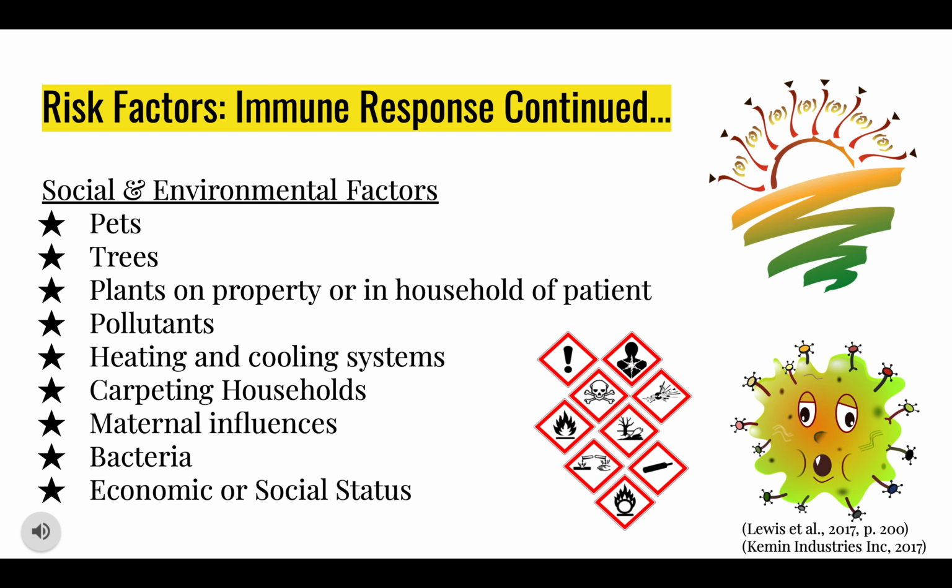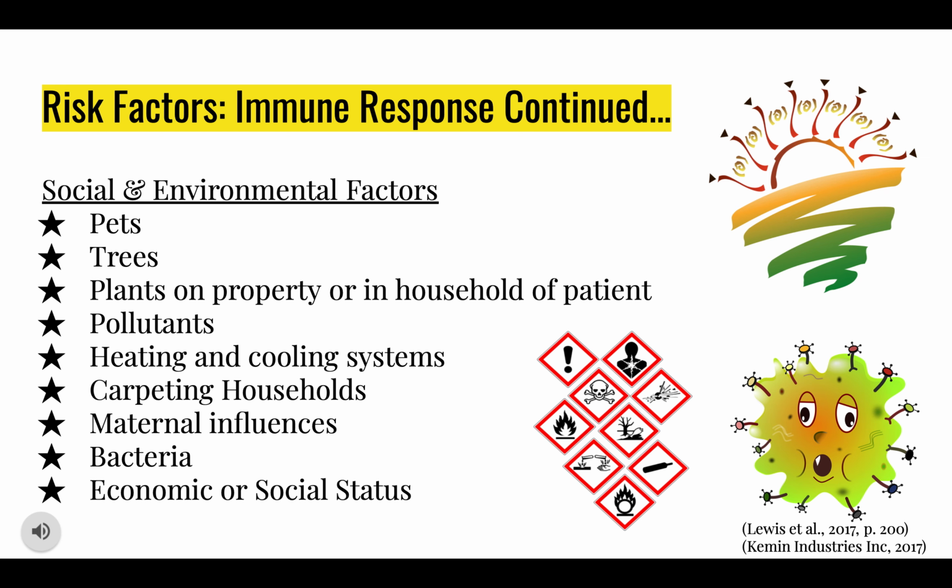The obvious mediators are items such as pet dander, tree and plant pollen, pollutants from factories, fireplaces, agricultural areas, and highways where buses, cars, and other vehicles travel. Heating and cooling systems, as well as carpeting, foster many dust particles, mold particles, or any other particles that can cause an immune reaction. Bacteria that the patient is exposed to is also another common risk factor, as well as economic and social status.